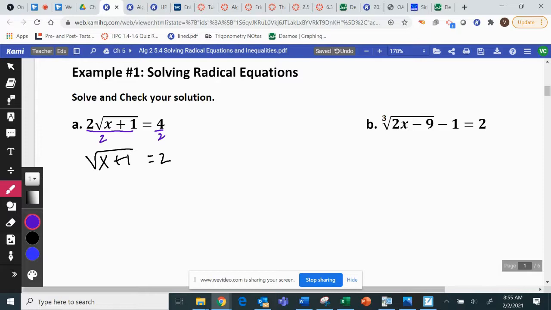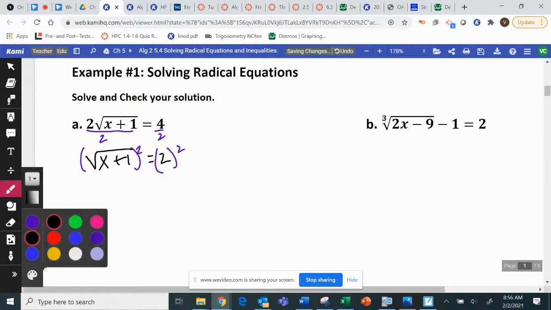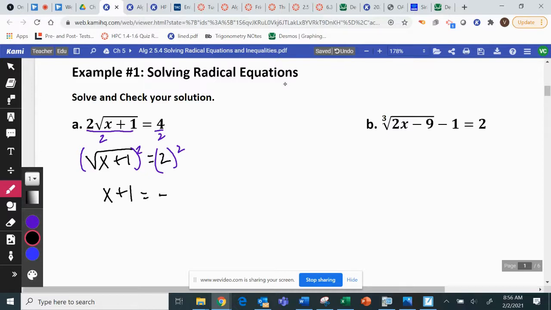Square root. Square root is correct. So what's the inverse of square root? What's the opposite of square root? What cancels out square root? Squared, thank you. So the squared will cancel out the square root. We get x plus 1 equals 4. And then we subtract 1, and we get x equals 3.